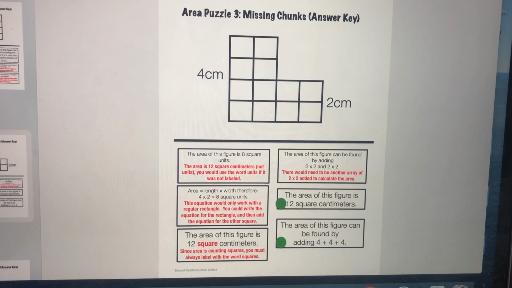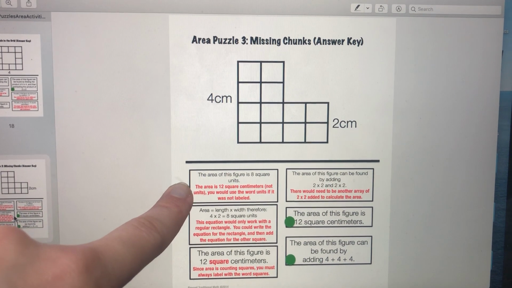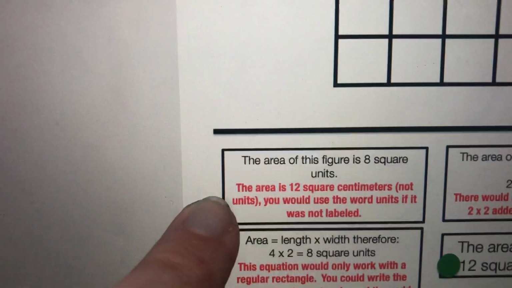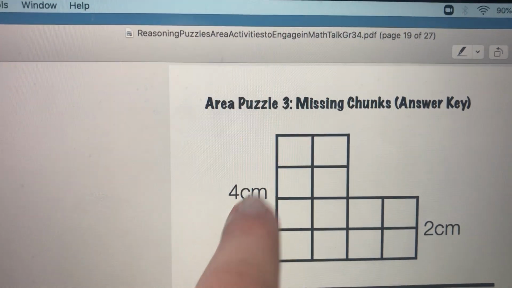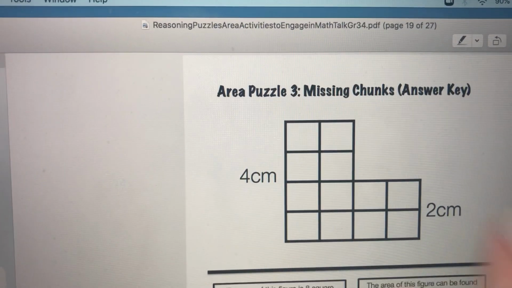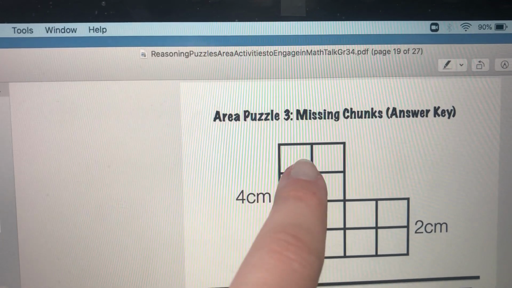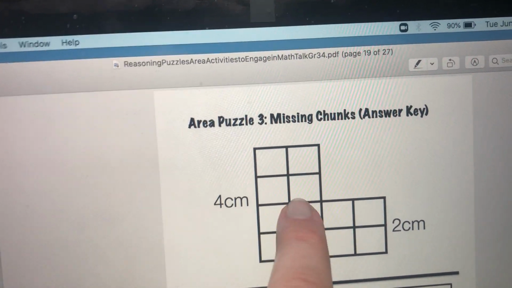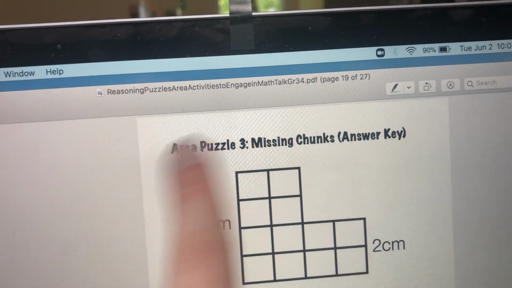All right, here we are. So the first one is false. The area of this figure is not 8 square units. The area is 12 square centimeters. It's not units. This one's labeled centimeters, so we know what it is. It's not mystery units where we just have to call them units because we don't know what they are. And it's not 8 because I can count more than 8. 1, 2, 3, 4, 5, 6, 7, 8, 9, 10, 11, 12. I count 12 squares in here.